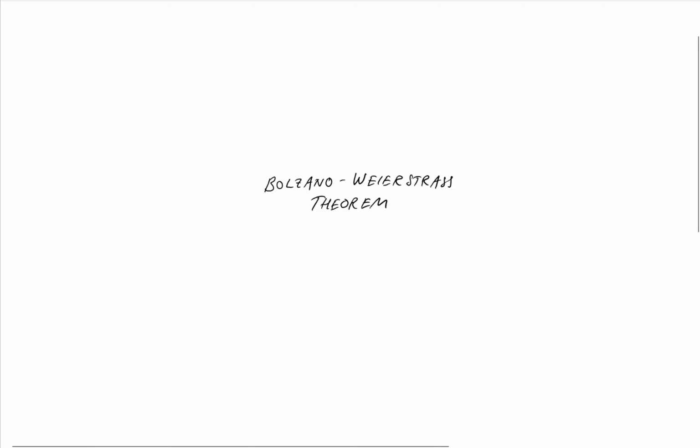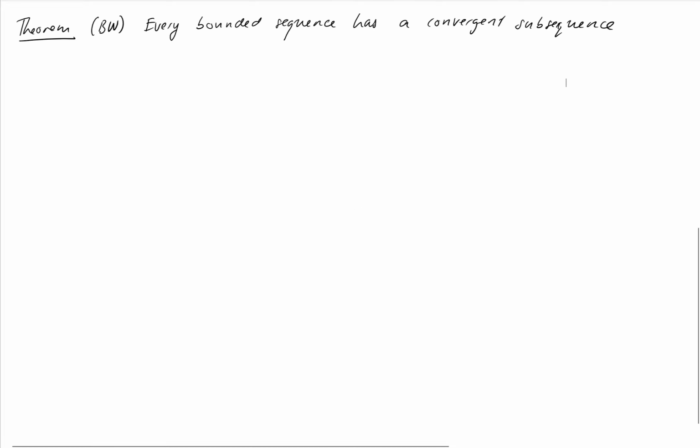Our next theorem that we're going to study in this course is the so-called Bolzano-Weierstrass theorem. This theorem is a really interesting one, and it's very simple to state. So we'll quickly have a look at what it is, and then we'll develop a bit of a proof for it. So here it is. Here's our theorem. Every bounded sequence has a convergent subsequence. That's it. It's the whole thing.